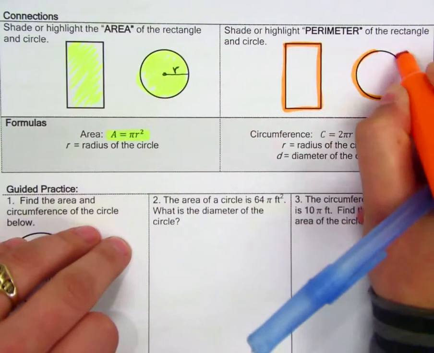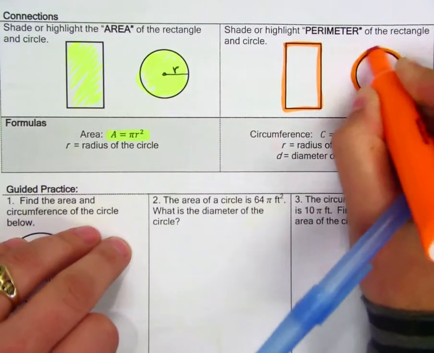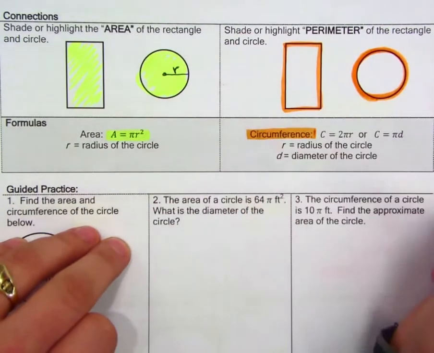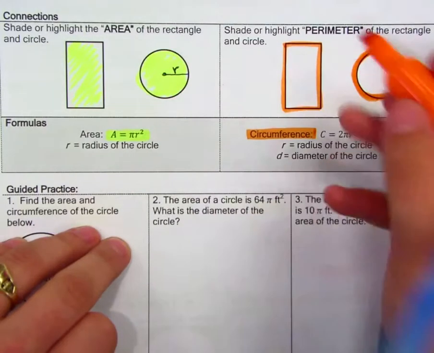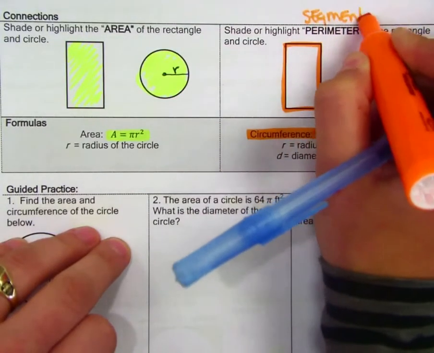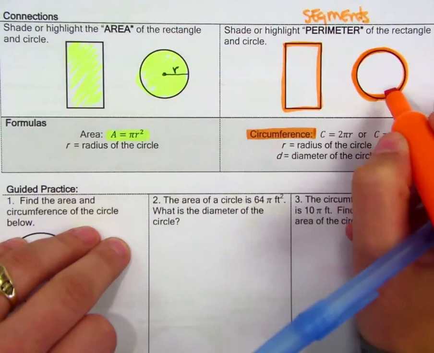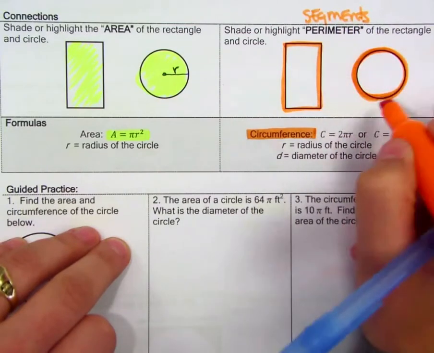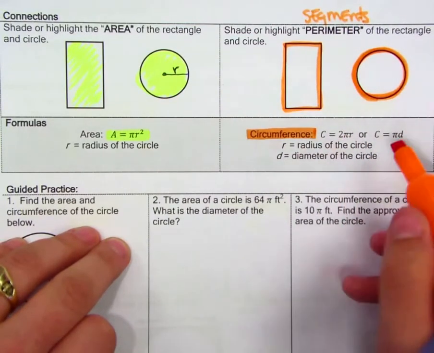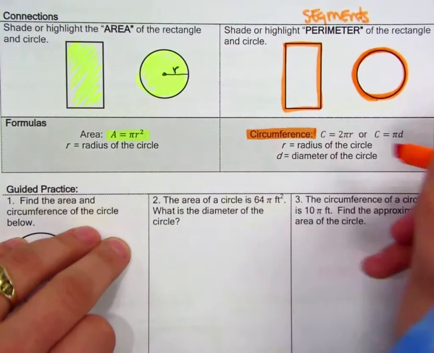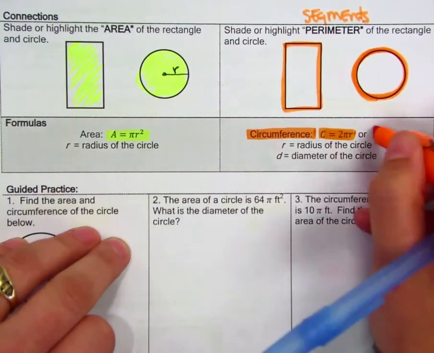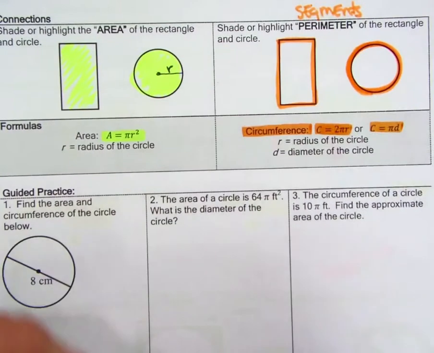The perimeter of a circle is the same. It's the distance around the outside of the shape, except we call that circumference because perimeter is segments. Whereas circumference, these are not segments, therefore we can't do that. So circumference we will find by doing 2 times pi times r or pi times d.